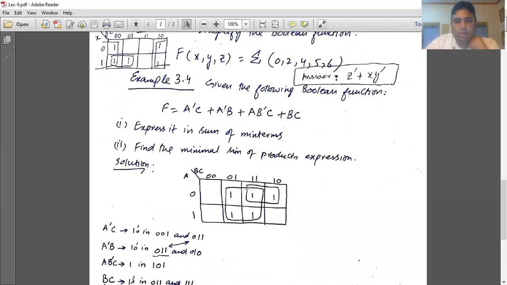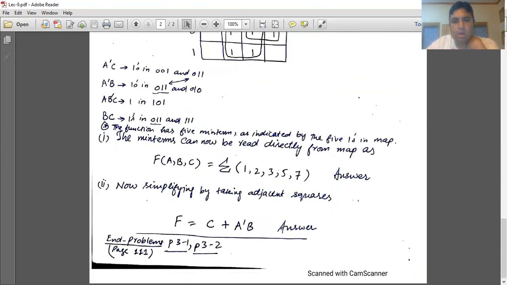The second adjacent ones combination is this one. These two ones are adjacent. And which variable is eliminated? You can see that C is 1 here and C is 0 here. C is changing from 1 to 0, but the function is remaining the same as 1. So C will be eliminated. What are the other two variables? A is 0 and B is 1. So A bar B is the other term. So this is your simplified answer: F is equal to C plus A bar B is the simplified answer of this given function.